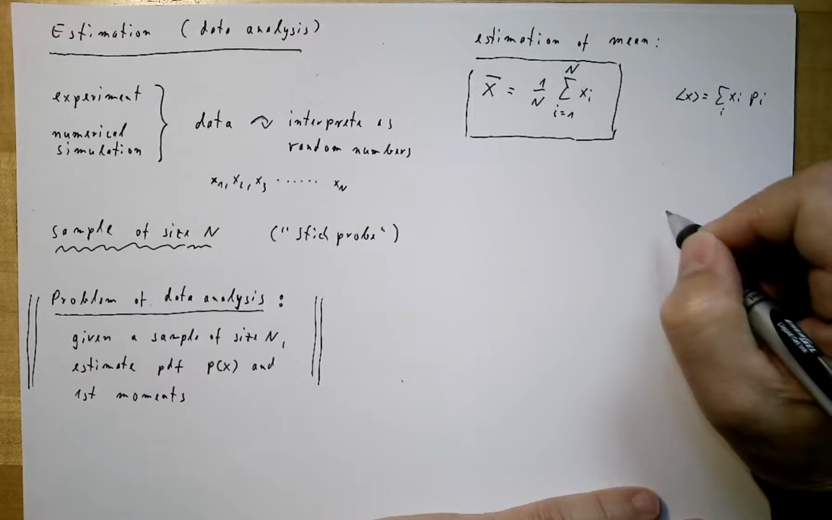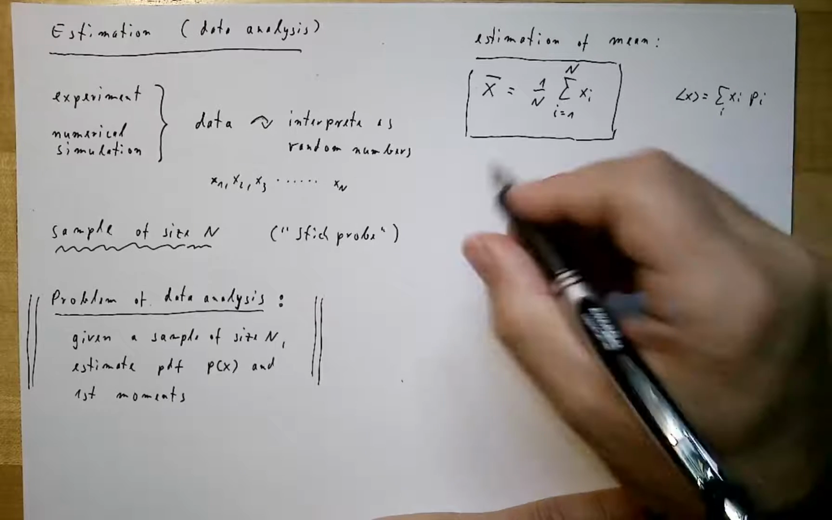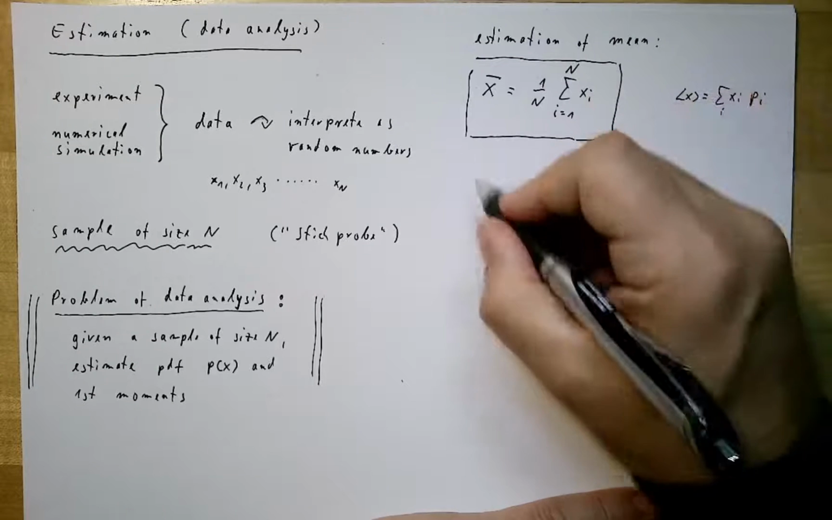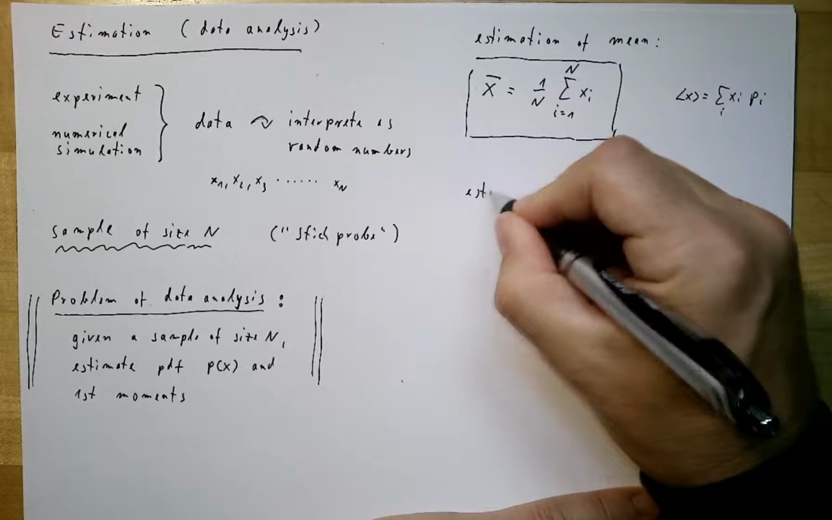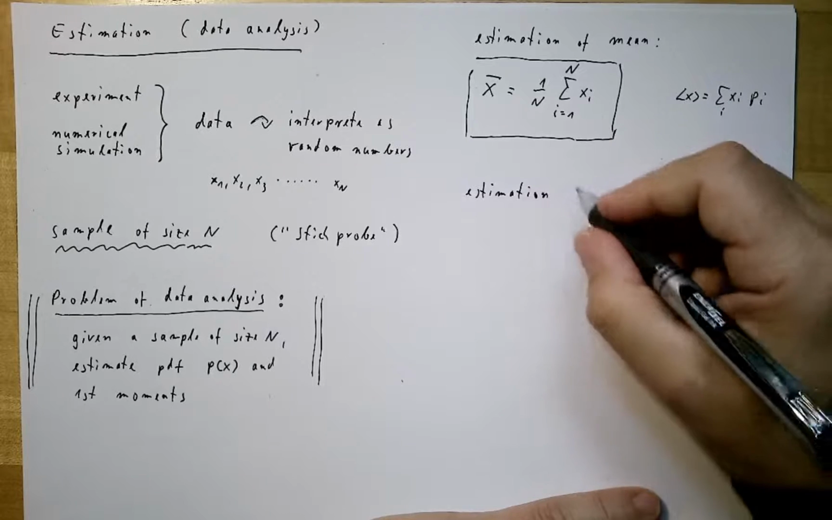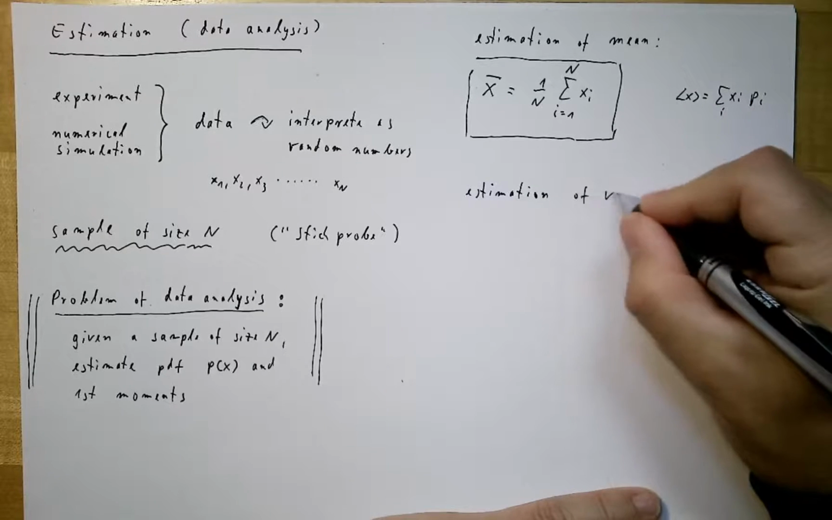And so how do we get the variance or the standard deviation? So it was for the mean, now the estimation of the variance.